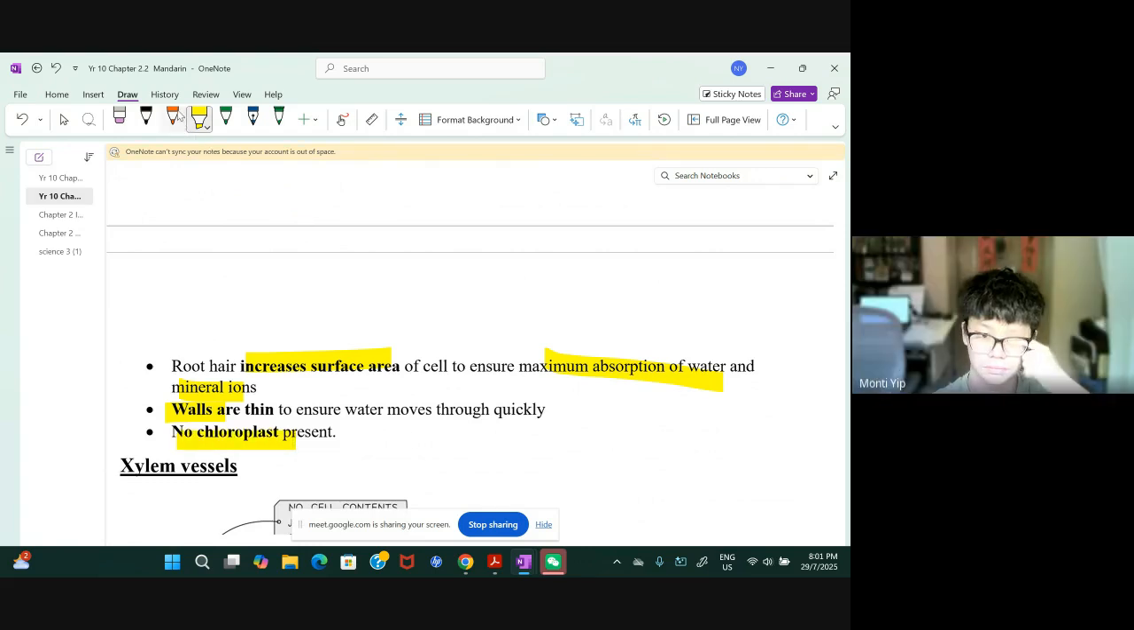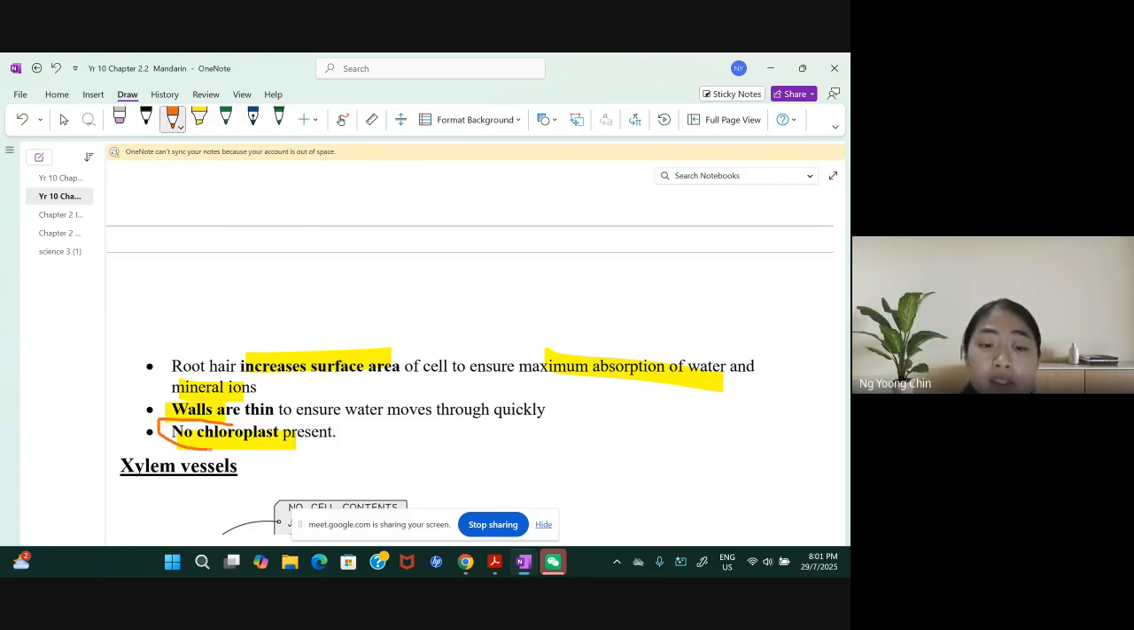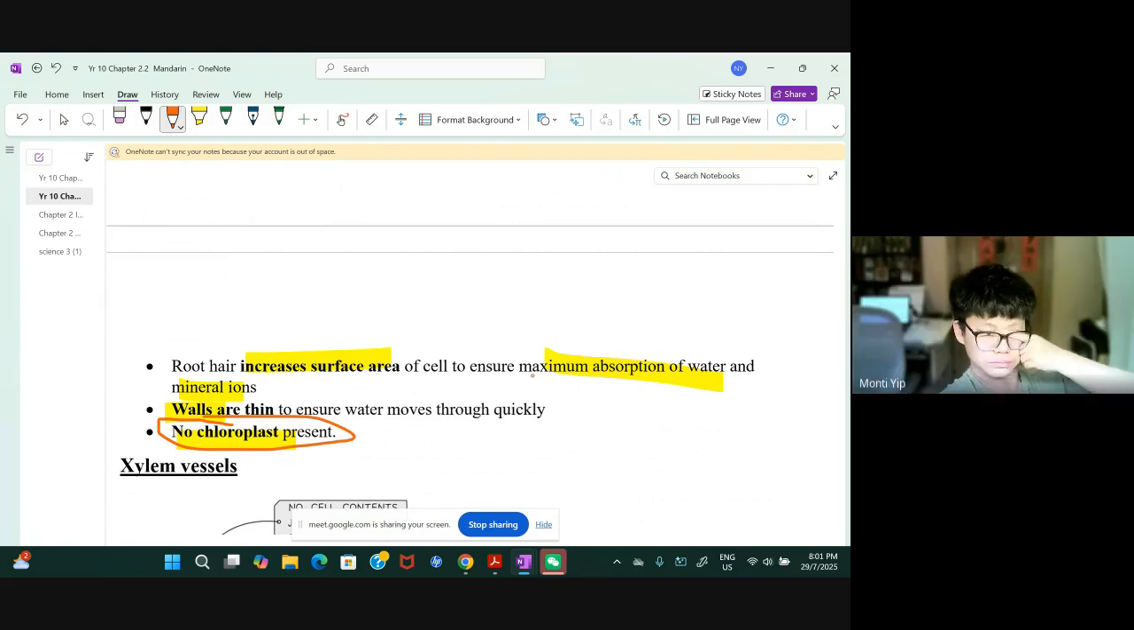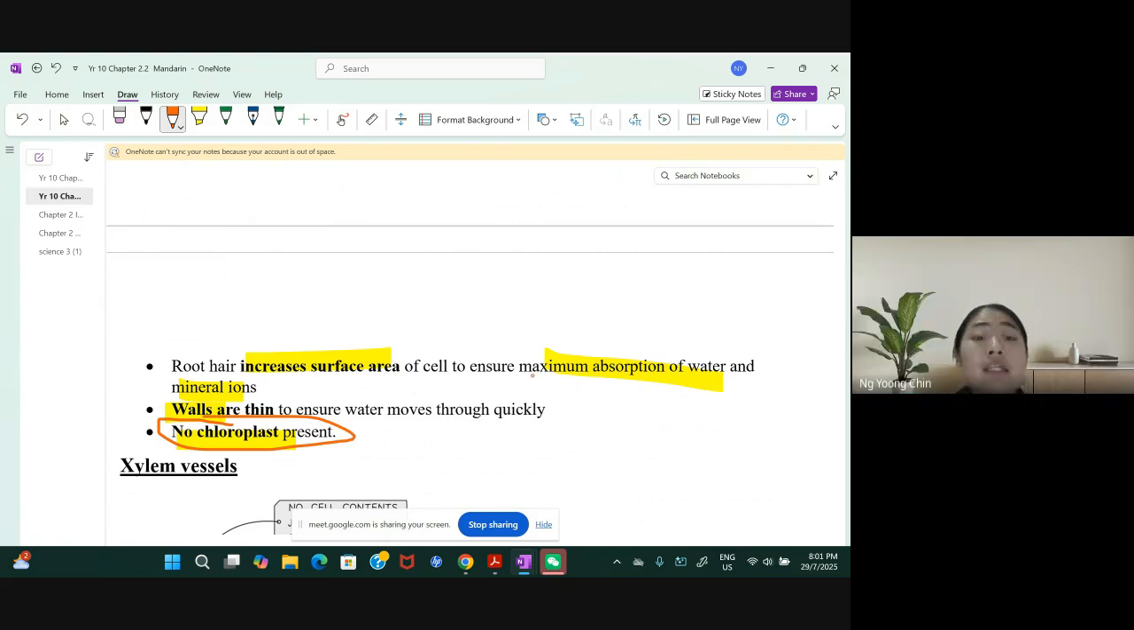Remember this, no chloroplast inside, because a lot of students answer that the root hair cell has chloroplast, but actually it's not. They thought that because it's a plant cell, every plant cell has chloroplast, but actually not every plant cell has chloroplast. Just 3 kinds of plant cell have chloroplast only. Okay, do you get me?